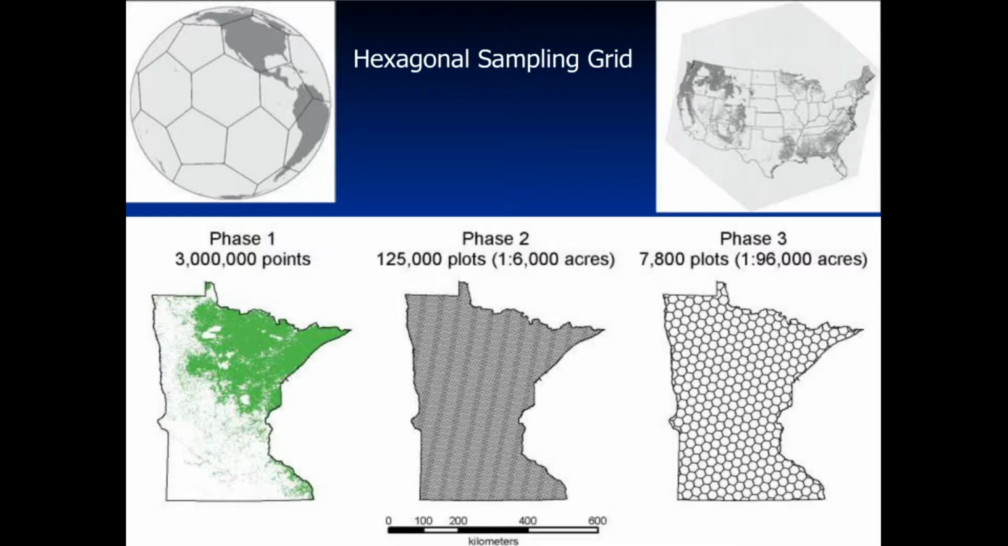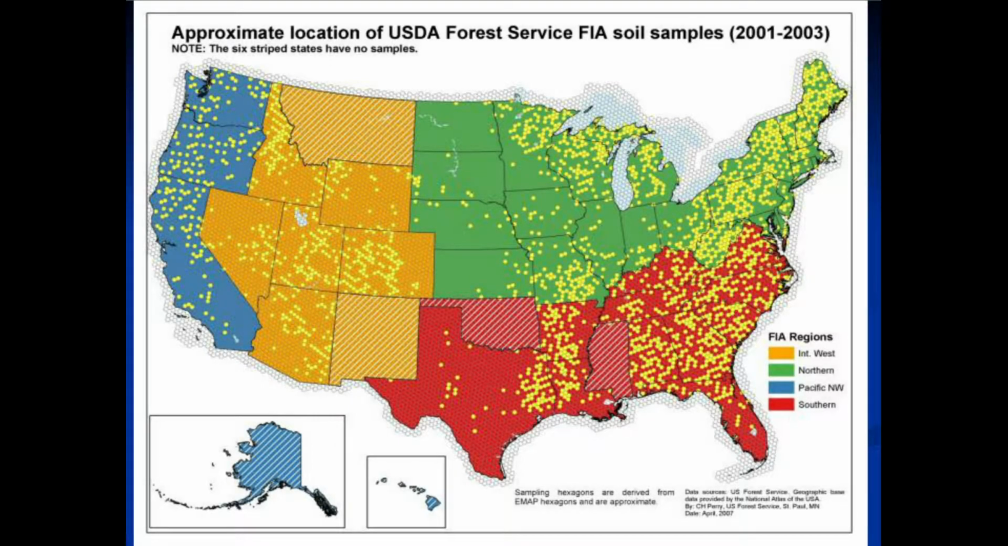Phase 2, collecting the tree data, is about one plot for every 6,000 acres, and so that's what the grid intensity looks like for that. Phase 3, 7,800 plots across the U.S., and in the state of Minnesota, about one plot for every 96,000 acres, using Minnesota as an illustration here. This is about what the grid intensity would look like. But the same grid is used in all the states. This just gives you an illustration of what it looks like going from phase 1 to phase 3 in terms of grid intensity. Here are all the soil plots for 3 years' worth of data.